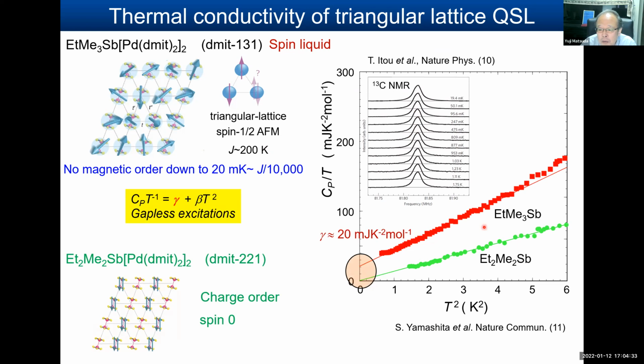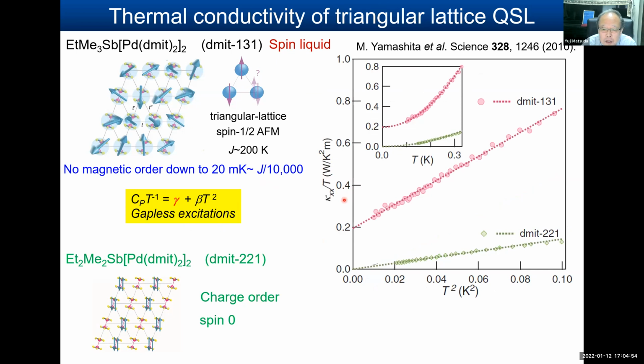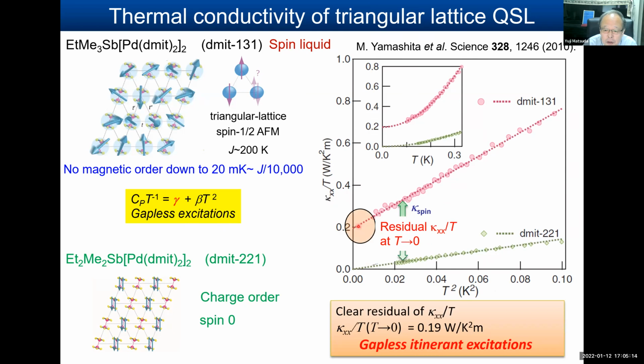Here is the heat capacity of DMIT along with the charge order reference with no spins. Also, this material is an insulator. This material has a finite gamma term indicating the gapless excitation. Minoru Yamashita measured the thermal conductivity of this compound. This shows kappa xx divided by T as a function of T squared of the DMIT along with the charge order reference, so this difference comes from the spin contributions. What is important is he observed the residual thermal conductivity at T equals zero, indicating the gapless itinerant excitations.